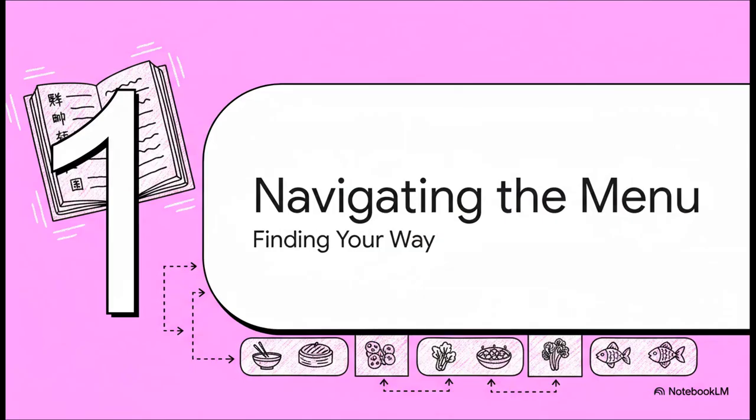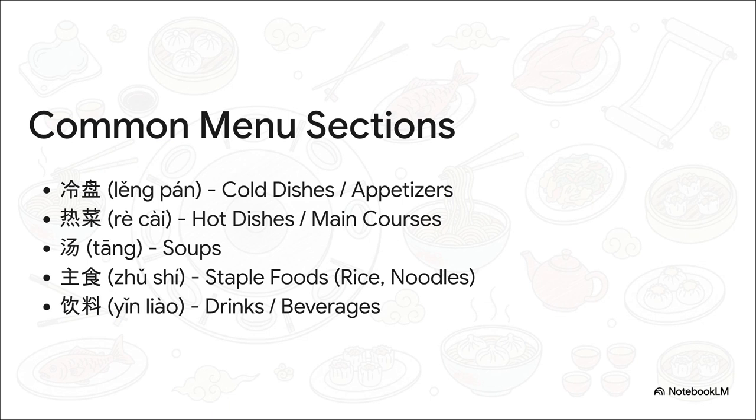Okay, let's kick off with our first module, navigating the menu. You have to understand that a Chinese menu is not just a random list of food. It's a highly structured document. You can almost think of it like a book with very specific chapters. And understanding that structure, that's our foundational first step. These characters you see here are your signposts. Let's really break them down.